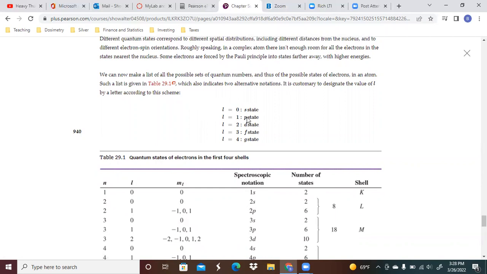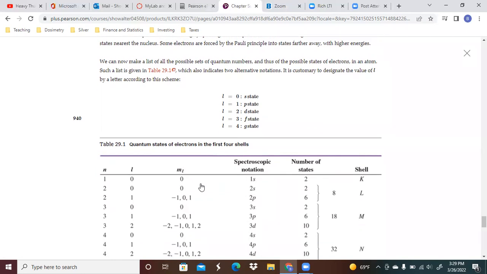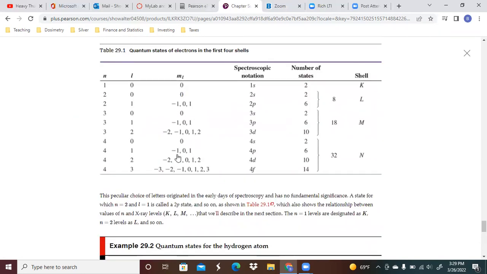Now we can make a list of all the possible sets of quantum numbers, and thus of the possible states of the electron in the atom. That's given in this table, which also indicates two alternative notations. It's customary to designate the value of l by a letter according to this scheme. You can see here you've got n. l can range all the way up to n minus 1, so its only value is 0. m can range from l to minus l, so the only value is 0.